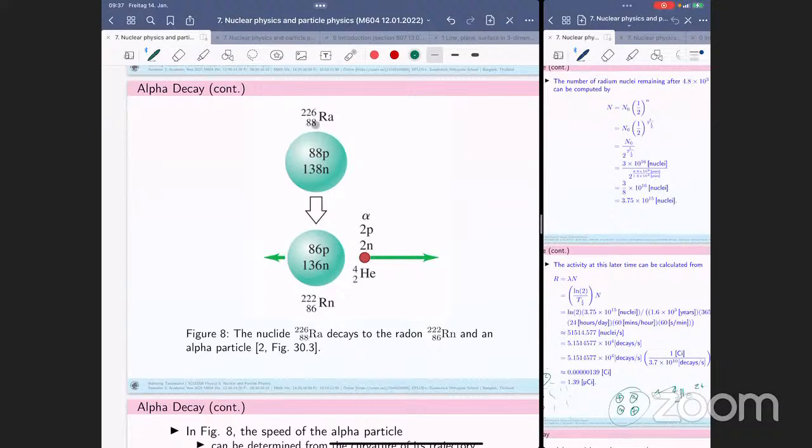We have 88 protons, 88p. And the remaining, which is 226 minus 88, which is 138, is the number of neutrons. The number of neutrons is larger, right? It's greater than the number of protons in the radium nucleus.